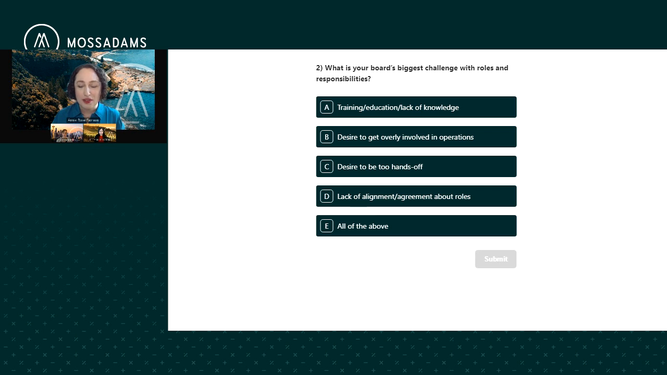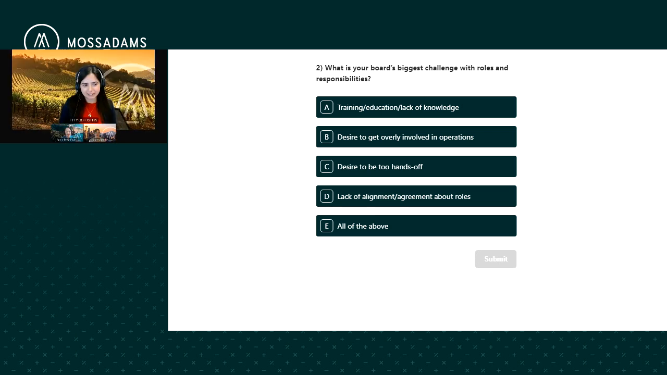So Colleen and Etty, what do you feel like you see most commonly in this area? I feel like, as I've been talking about, the desire to get overly involved in operations is a really common one that comes up on this list, but I'm curious what you both are seeing out there too. I would agree with that as well. That's typically what I see on the majority of the boards. They just want to be micromanaging, very involved on everything that's happening with the organization.